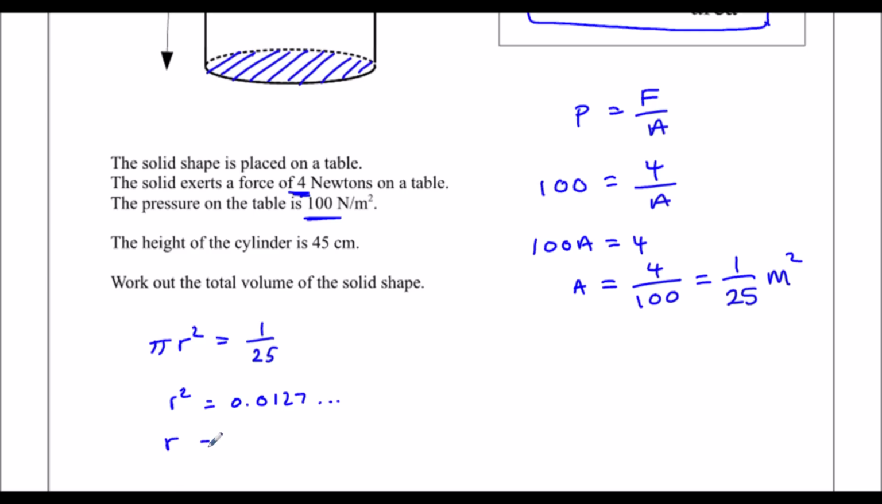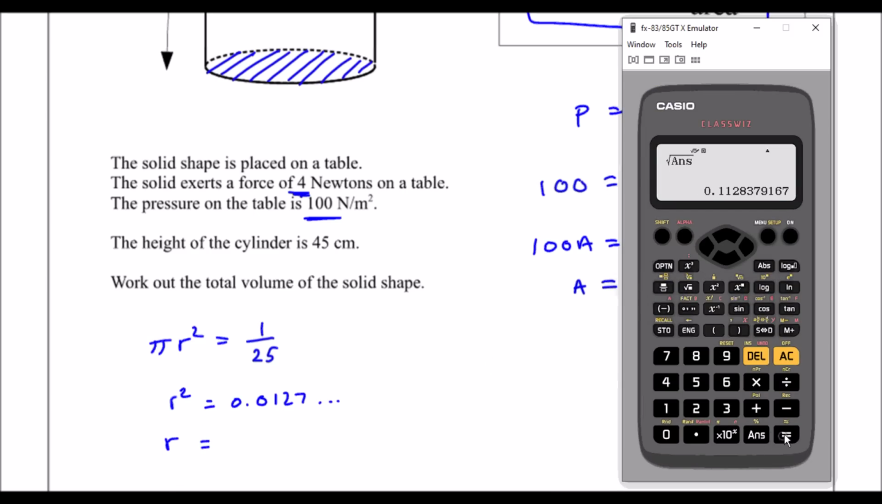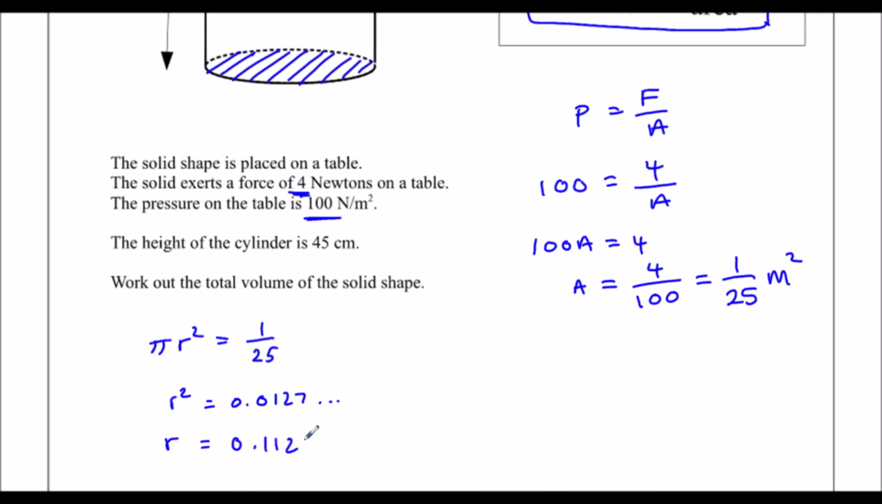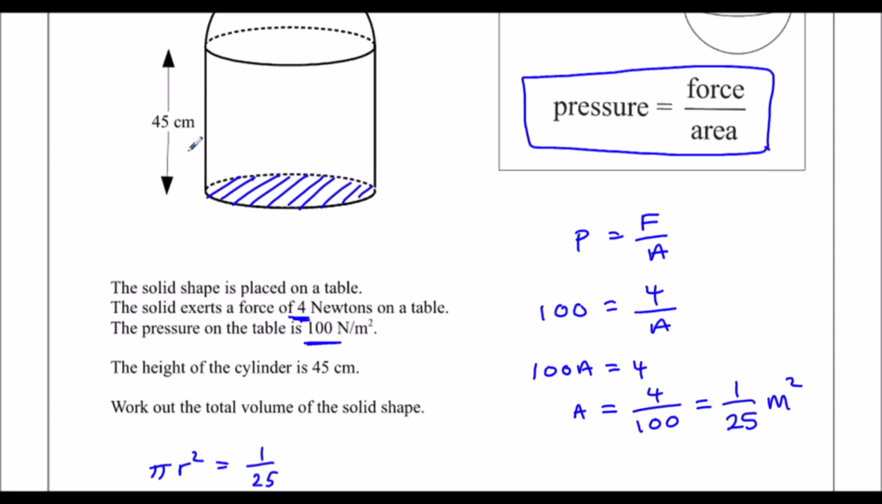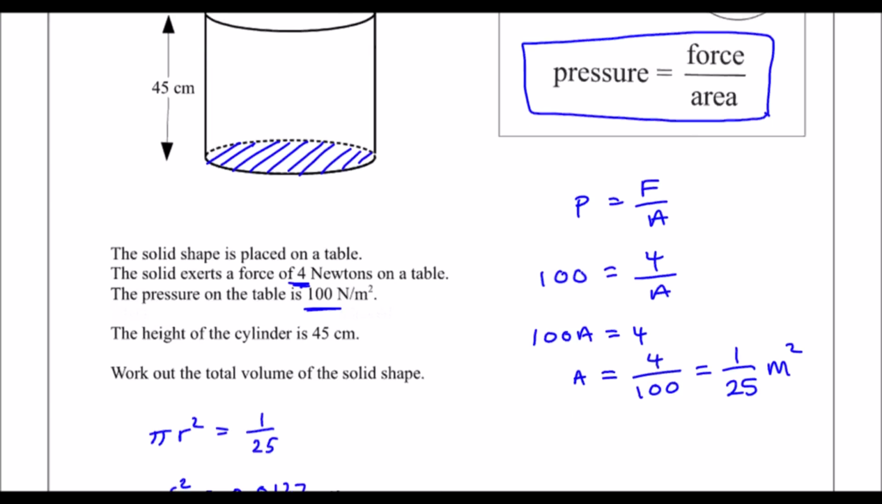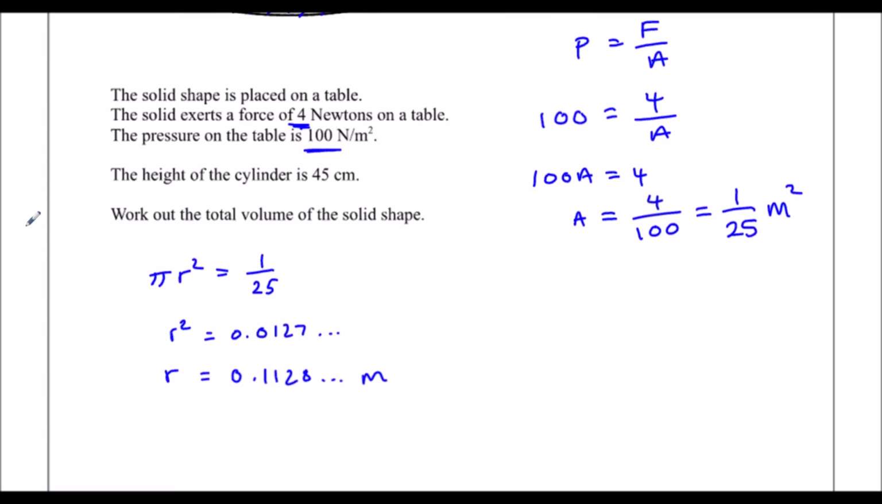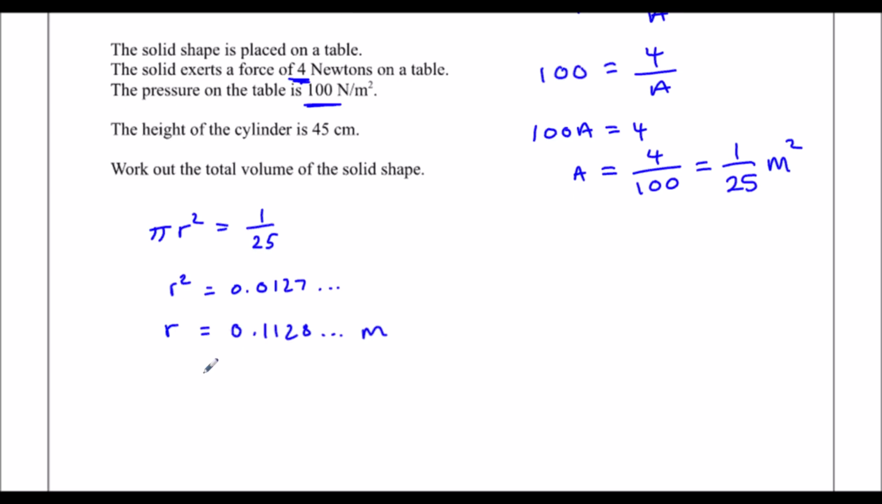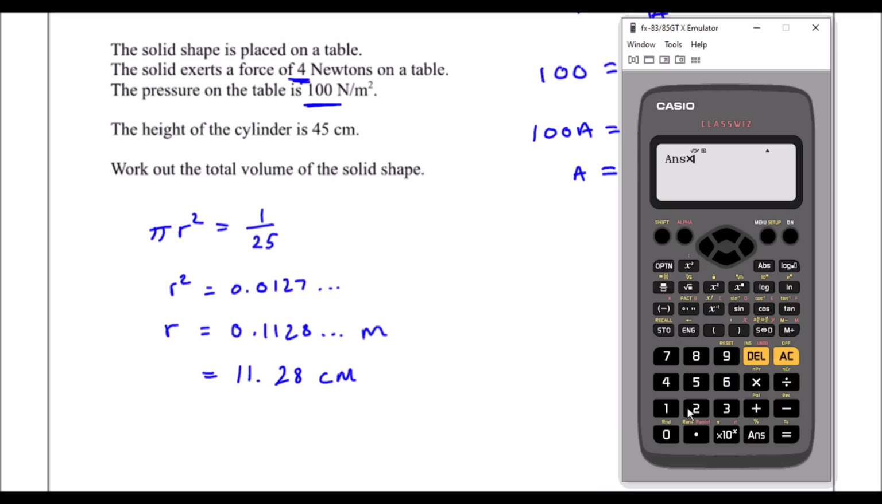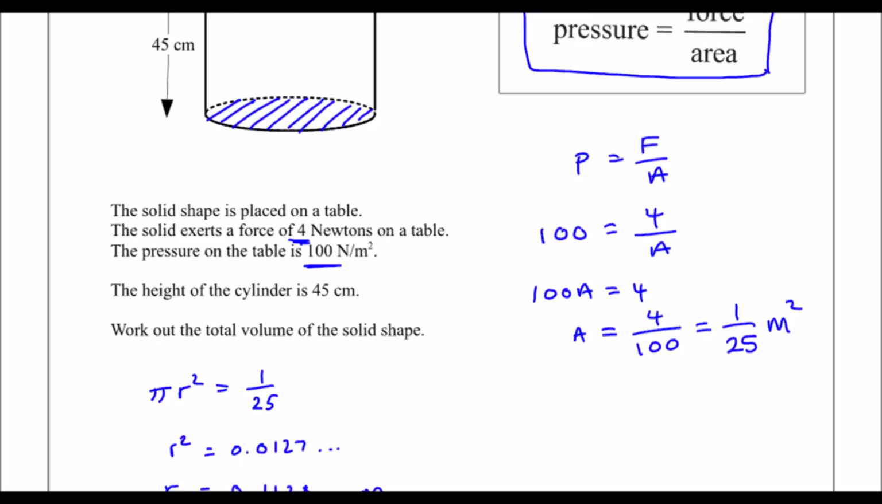So to get r by itself, we square root. And that's 0.1128, and so on. But that is in meters, remember. So the radius is in meters, and this height is in centimeters. So we're going to change this to centimeters. So that's times by 100 to change it to centimeters. So 11.28 and so on centimeters.